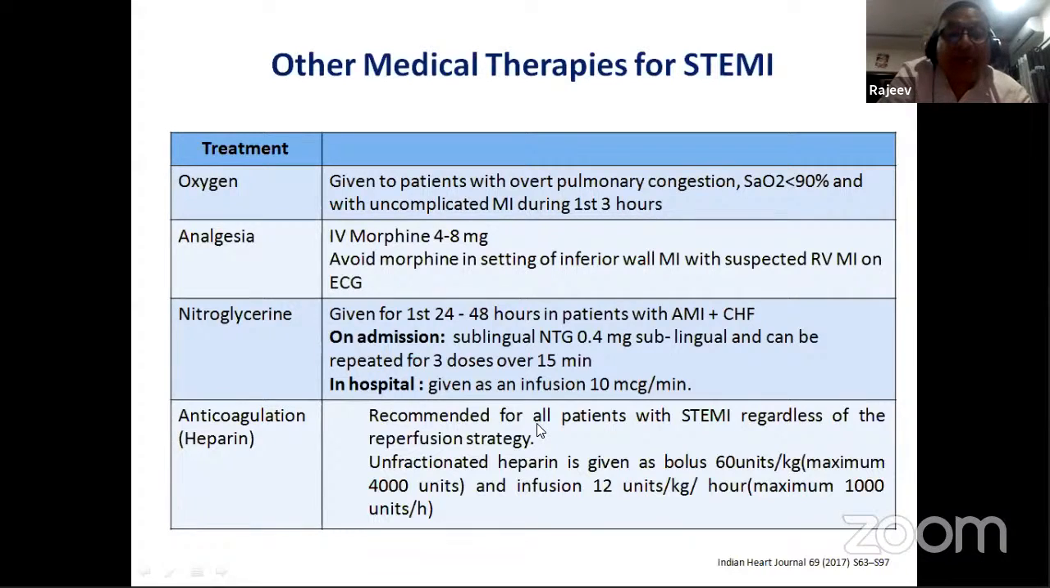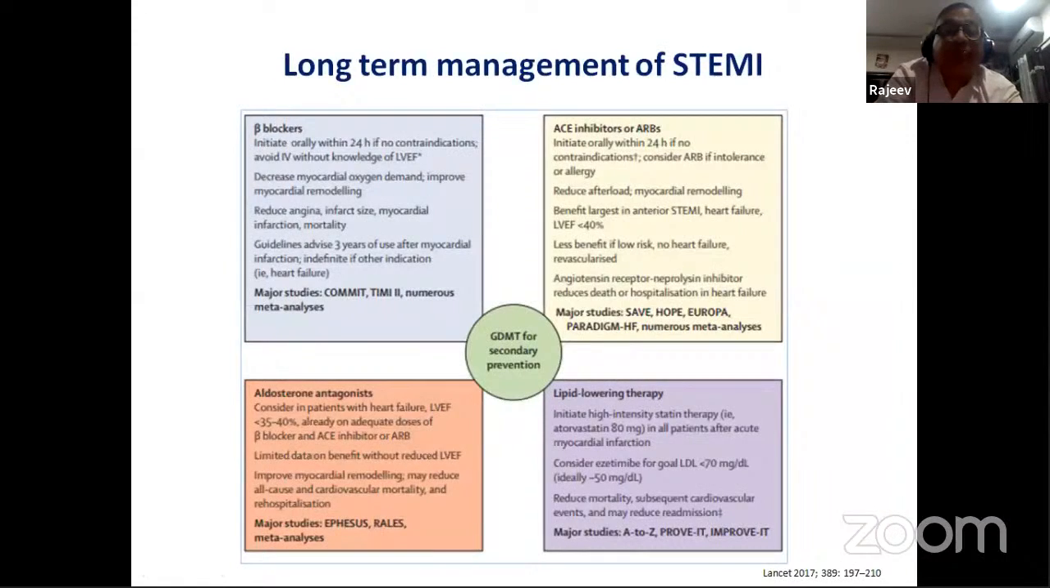Anticoagulation to all patients with STEMI: unfractionated heparin 60 units per kg to a maximum of 4,000 units, and then infusion of 12 units per kg or a maximum of 1,000 units per hour.